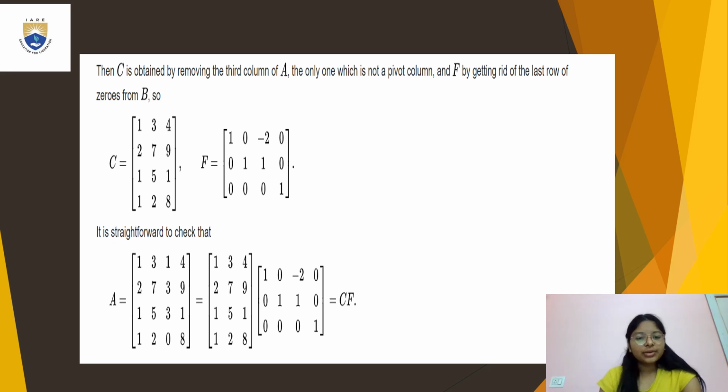So it is straightforward to check that A, which is 1 3 1 4, 2 7 3 9, 1 5 3 1, 1 2 0 8, equals 1 3 4, 2 7 9, 1 5 1, 1 2 8 times 1 0 −2 0, 0 1 1 0, 0 0 0 1, that is, CF.